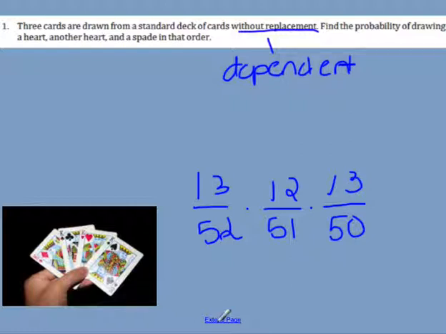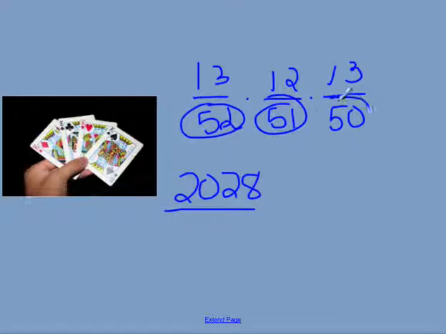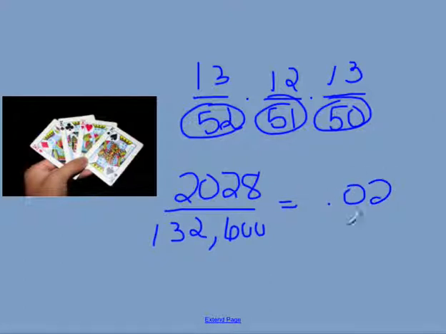So now let's go ahead and multiply. So 13 times 12 times 13. That's going to give you 2,028. When you multiply all that across, then you're going to do 52 times 51 times 50, and that's going to give you 132,600. Then you can divide that in your calculator, and you end up getting 0.02. Maybe be calculating this along with me. Remember, you want to be very careful about your probabilities and your rounding when you do that.